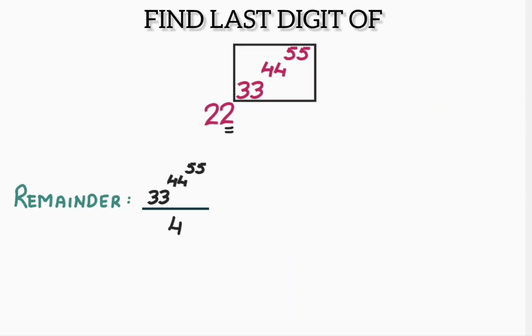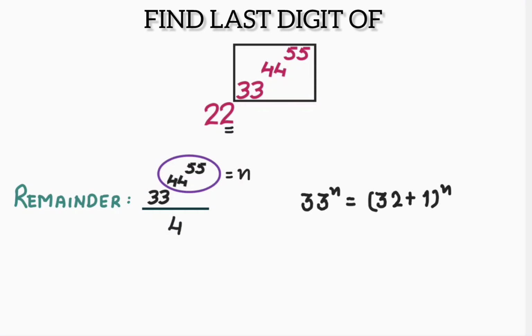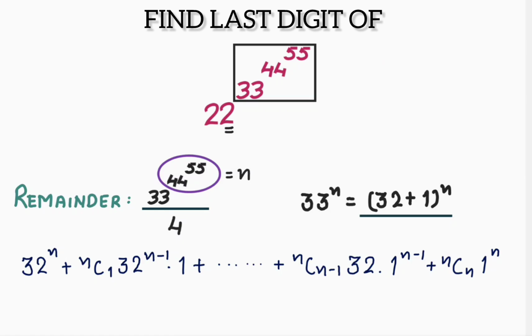In the second step, let's look at the remainder of this number when divided by 4. For simplification, let's take 44 raised to the power 55 as n and write 33 as 32 plus 1. Expand this expression using the binomial theorem. You get this expression, and let's see what happens when you divide it by 4.